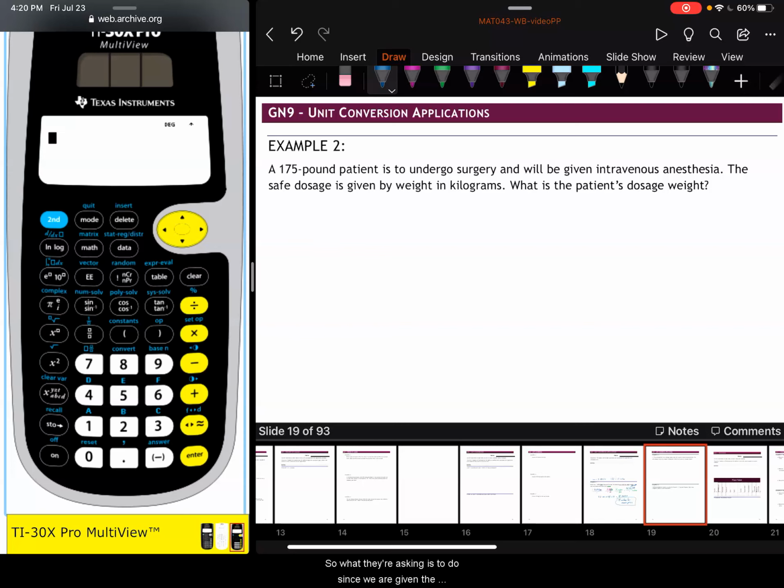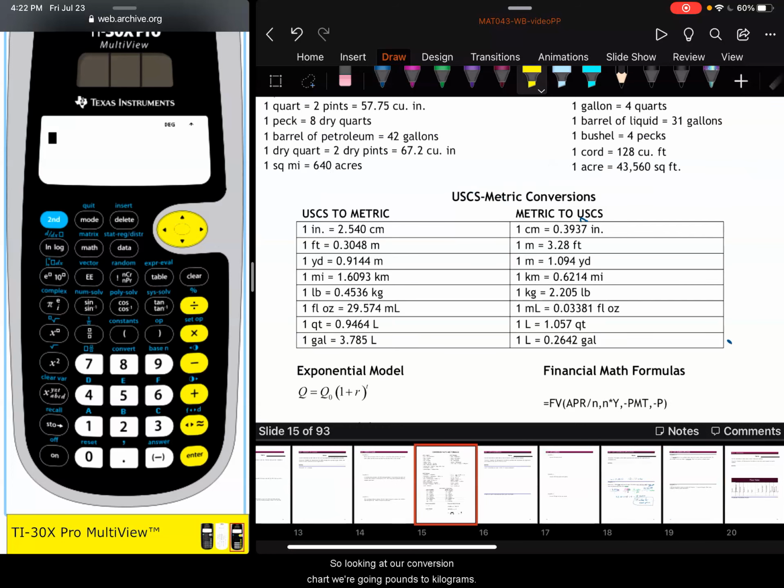So what they're asking us to do, since we are given the weight in pounds, we need the weight in kilograms so that then the safe dosage can be calculated. So we're going to convert those pounds into kilograms. Looking at our conversion chart, we're going pounds to kilograms. We also have kilograms to pounds. It doesn't matter which one we use. In fact, I'll do this one using both so you can see that we get the same answer at the end.